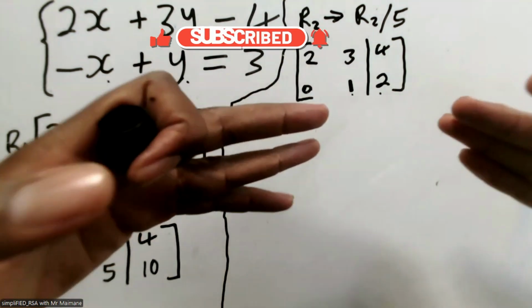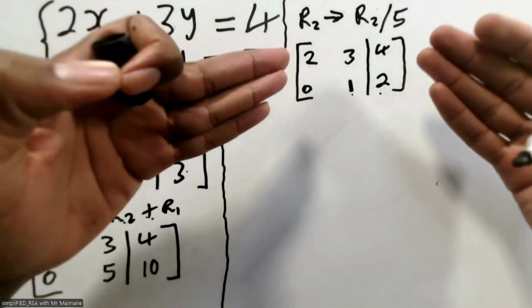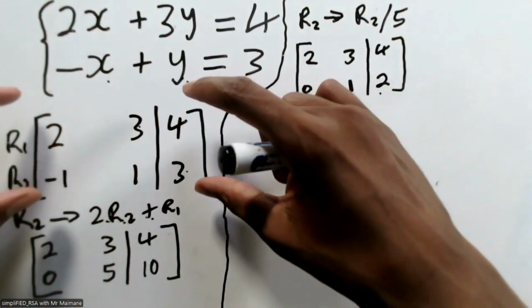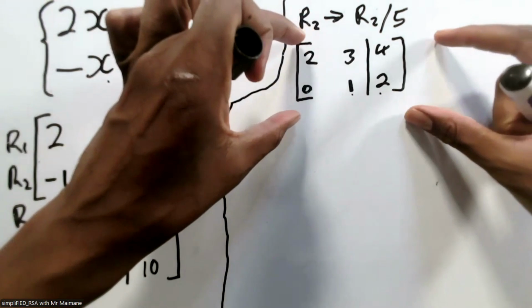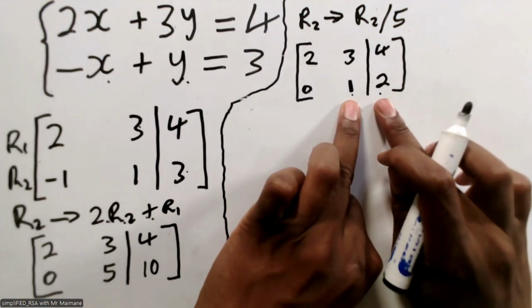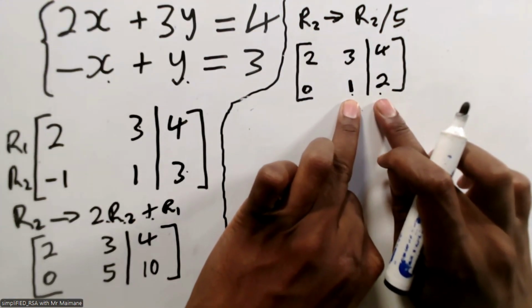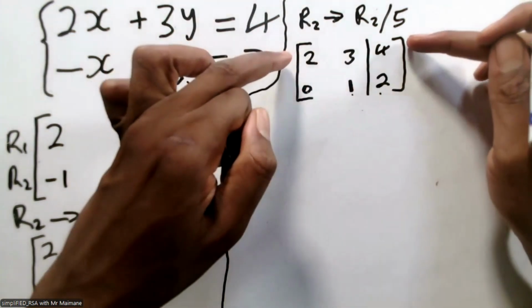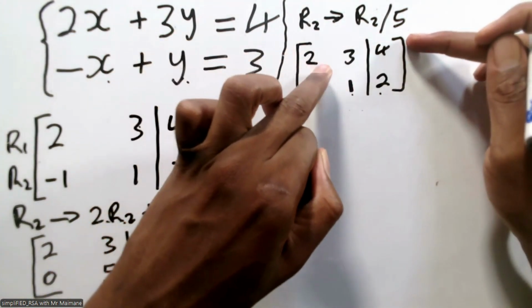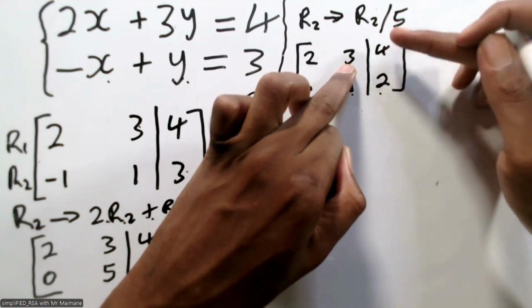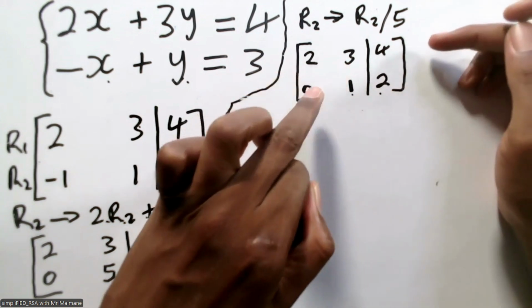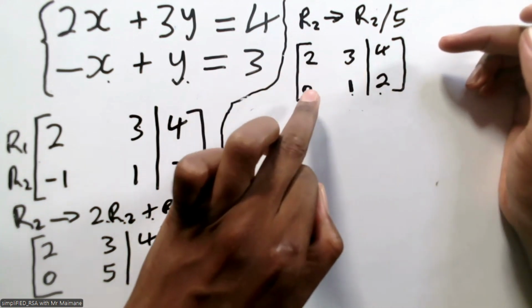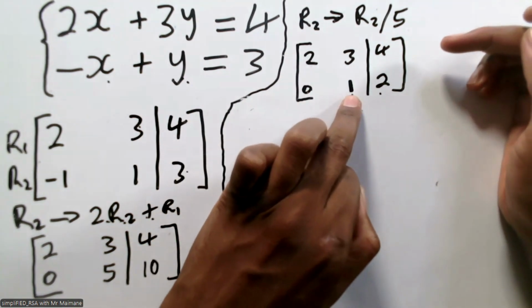You can understand stuff like this. If you don't understand from here, you can pause and go back, start from here, to see how we got to this step. Now that I'm happy with this, I'm going to manipulate row 1 now to have a 1 and a 0 here. I don't really care about what I have after the equal sign. I just want to have 1, 0, 0, 1. That's my end goal.